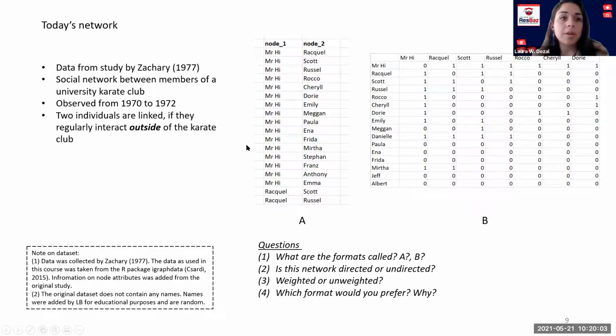Today we're going to look at network data from a study done by Zachary in 1977. It looks at the social network between members of a university karate club, and the members' connections and relations were observed from 1970 to 1972. The way that we look at links or relations within this network is if the two actors interact outside of the karate club.